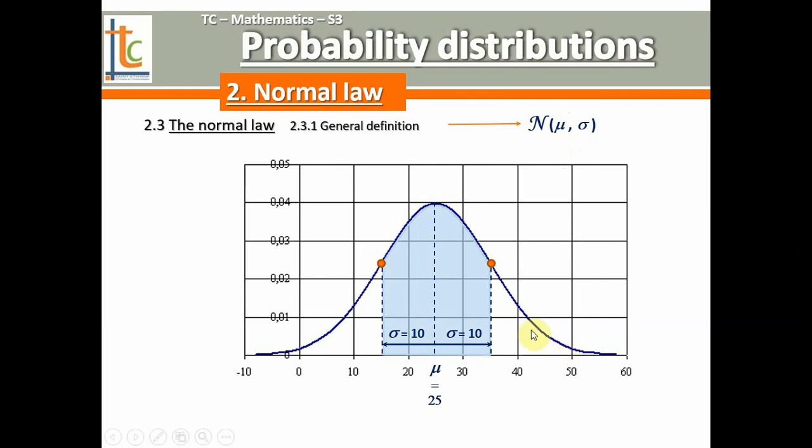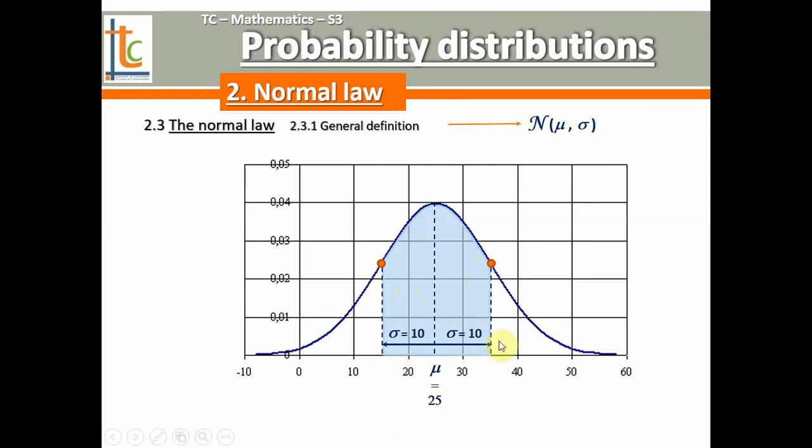What is the probability that in a normal distribution, some measure would be between mu minus sigma and mu plus sigma? It's always the same probability. Whatever the coefficients or the parameters of the law, it's approximately 68.3%.